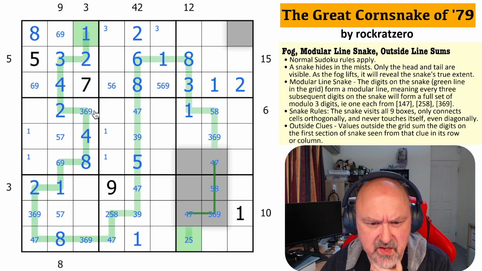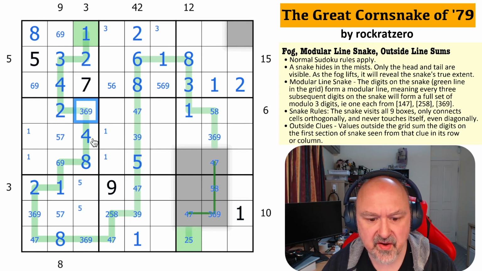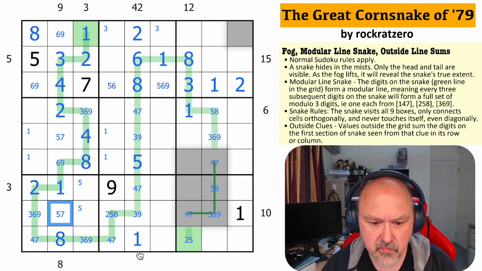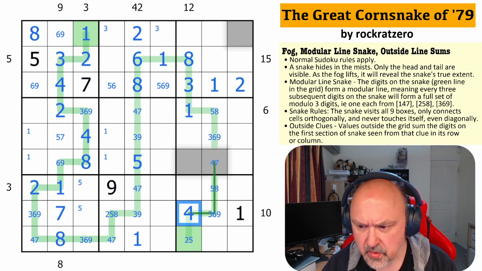1, 2, 3. I've got to put a 5 in here by Sudoku, because 1, 2, 3, 4, 5, 6, 9. But I can't put 5 in any of those because they're the wrong modularity. So that becomes the 7. This becomes the 4, which completely reveals the whole line. I mean, it doesn't, but you know what I mean.